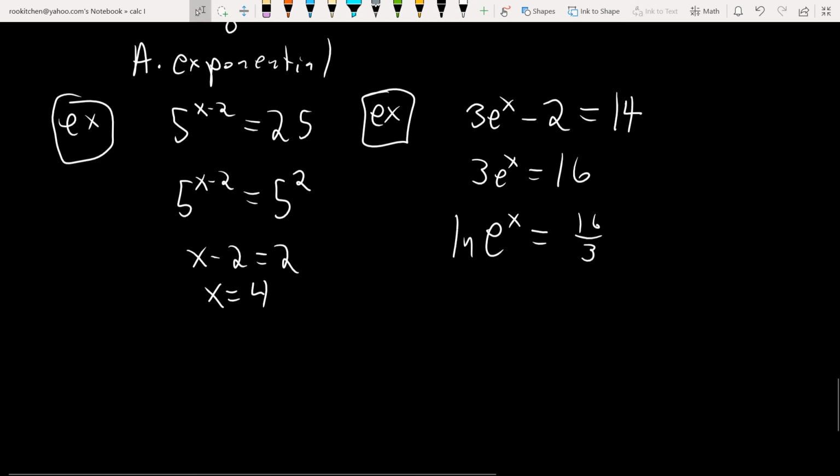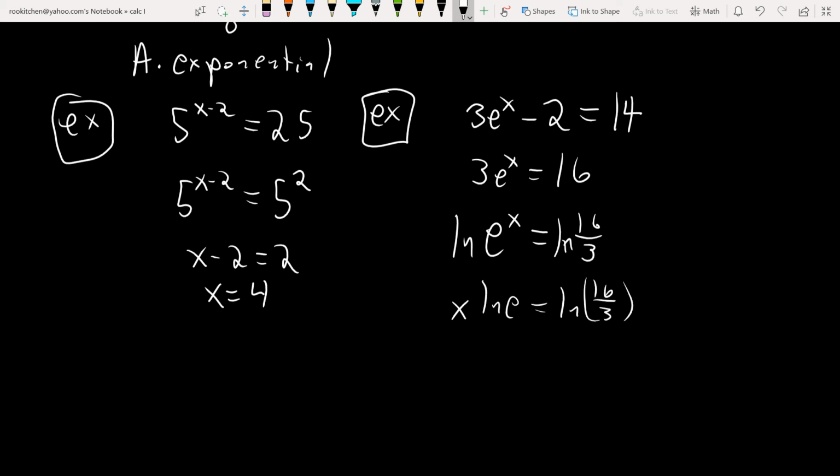Okay. So ln of e to the x, ln of 16/3. ln of e to the x is just x. The ln and the e are natural enemies, right? So they kind of cancel. If you don't like that, you can do the power rule and say this is x ln e. ln of e is just 1, so x equals ln of 16/3. Okay.